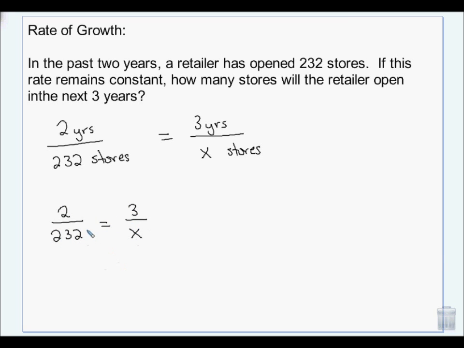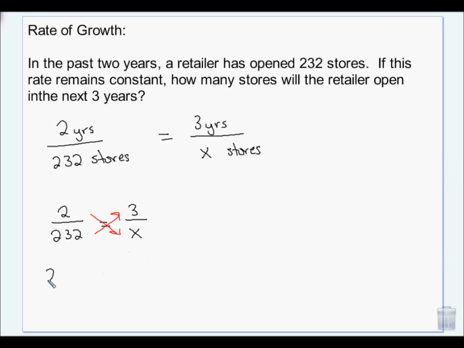Now, it doesn't matter. I could have put stores on top and years on the bottom. So it can go like years, stores, or stores, years. That part doesn't matter, just so long as, see how both of the years are on top and both of the stores are on bottom? So you could have put both stores on top and both years on bottom. It doesn't matter which way they go, just as long as they match. You can't have years, stores, and then stores, years. They just have to match. Then once you've done that, you can cross multiply.